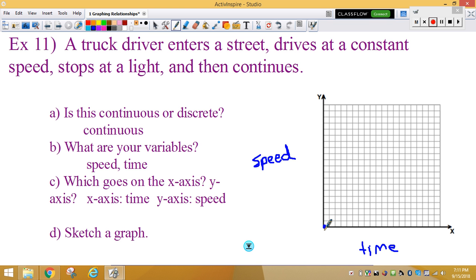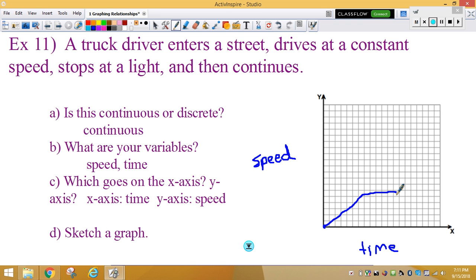Okay, so let's show him entering a street. Now, you've got to think of your steepness. If I draw a really steep line, that means he's going really fast. But when you're entering a street, you're not going fast, right? It's going to take you a while to build up speed. So I'm going to make it go a little bit up here. Okay, so he enters the street. He's got to build up his speed, and then he drives at a constant speed. So that's when my line is going to go flat. Okay, so he's driving at a constant speed.